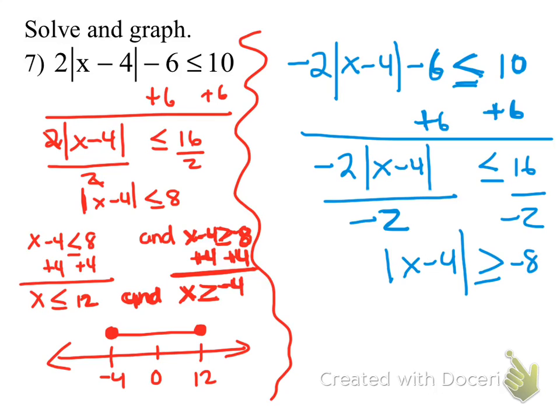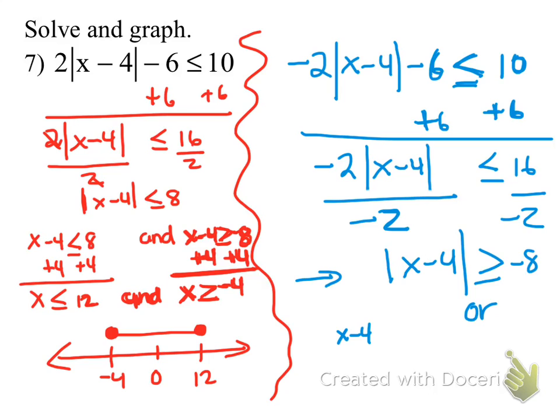Okay, now, this is where we decide. Only when you get the absolute value alone do you determine if it's a conjunction, disjunction, union, intersection. So now, what is it? An and or an or statement? It's an or statement.